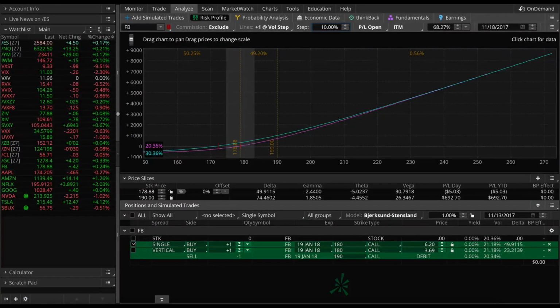All right, so the last topic we need to talk about is each strategy's exposure to changes in implied volatility. Now, a change in implied volatility simply refers to an increase or decrease in the amount of extrinsic value that exists in a stock's options.